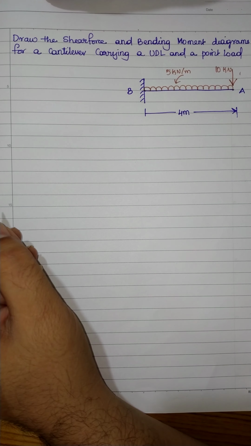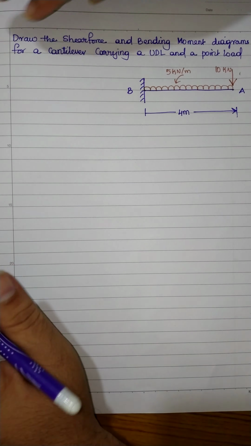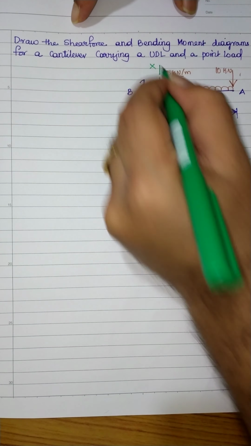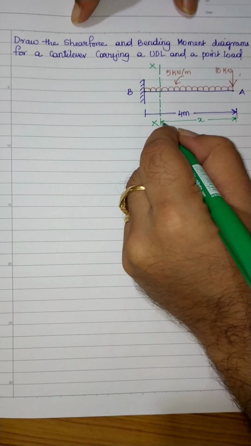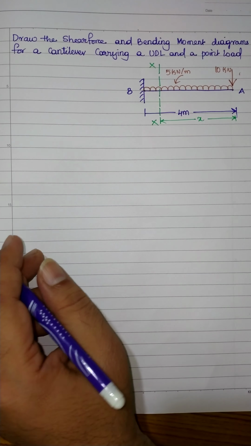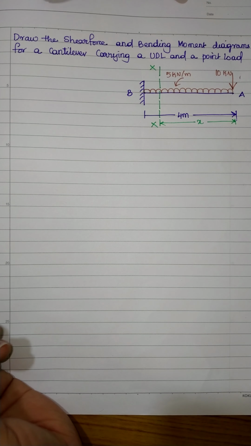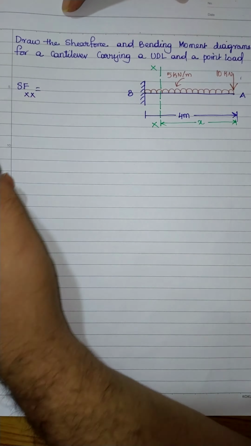For this, we need to calculate the shear force and bending moment and draw the shear force and bending moment diagrams. Let us consider a section. Let the section be X-X. It is located exactly at a distance of small x from point A. With respect to this section we are going to generate the shear forces and bending moment and draw the SFD and BMD.